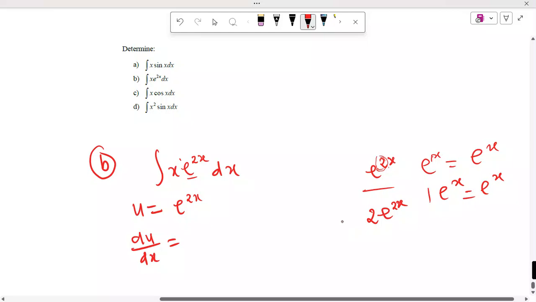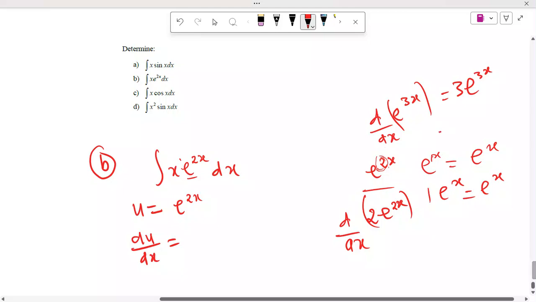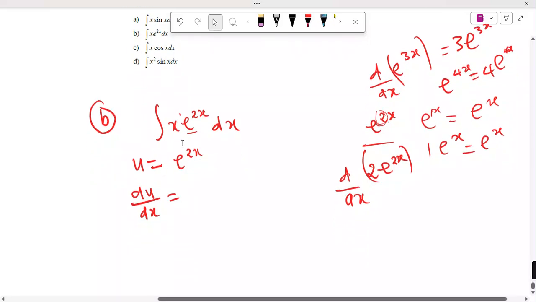That's differentiating d over dx. So if you differentiate, let's say e to the power 3x, you just get the coefficient, 3e to the power 3x, like that. So if it's e to the power 4x, we differentiate to be 4e to the power 4x. Okay, so I've emphasized that point. So now differentiating this, we have 2e to the power 2x.